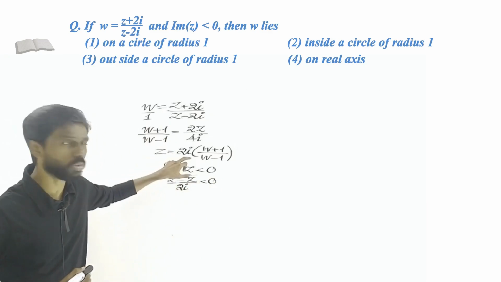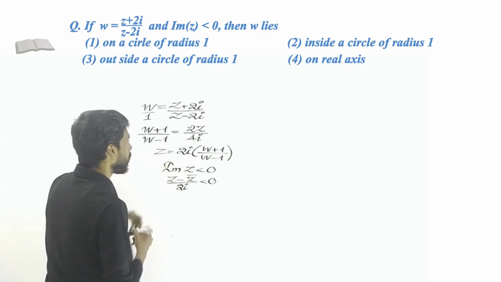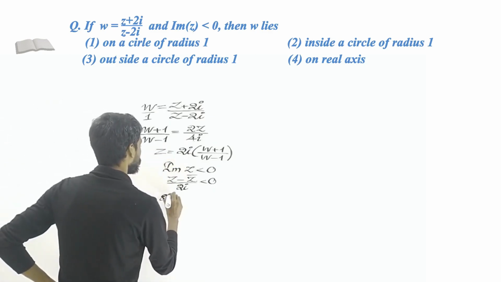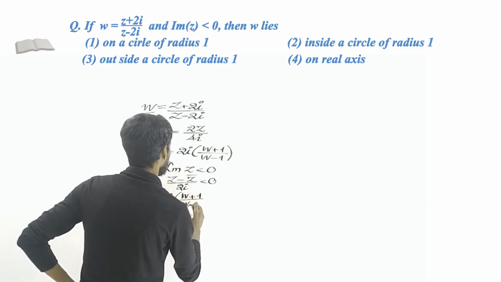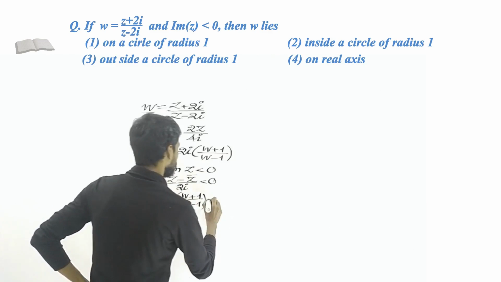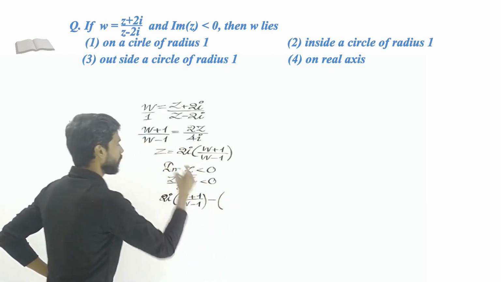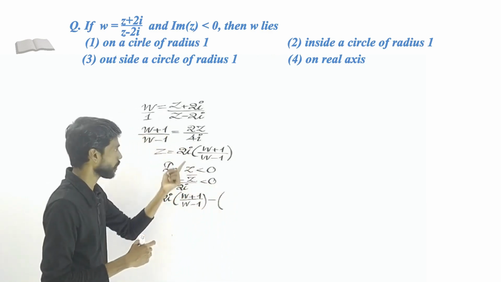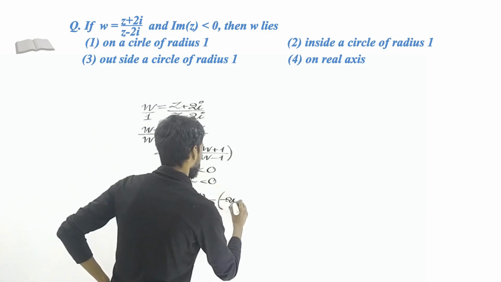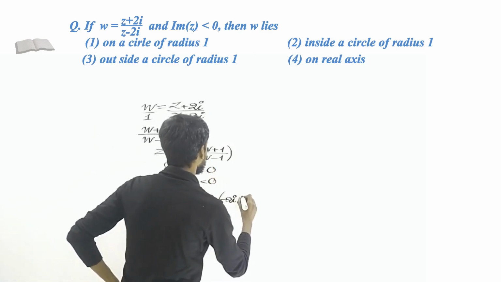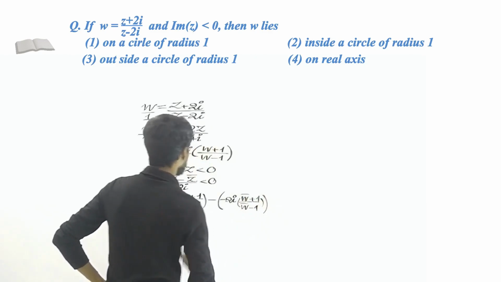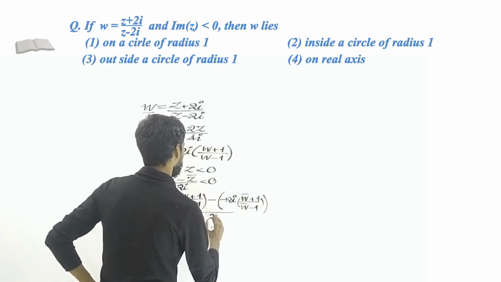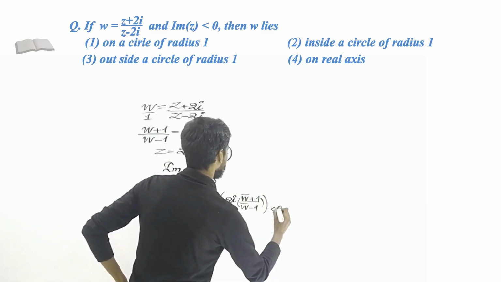So z minus z bar by 2i is the formula for imaginary part. But z is not this one, so just substitute here. So 2i multiplied by w plus 1 divided by w minus 1, minus the conjugate of that. What is the conjugate of this? 2i conjugate is minus 2i. And the conjugate of this is w bar plus 1 divided by w bar minus 1. So this divided by 2i.